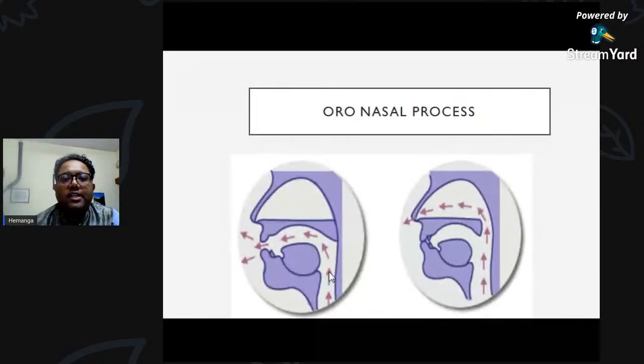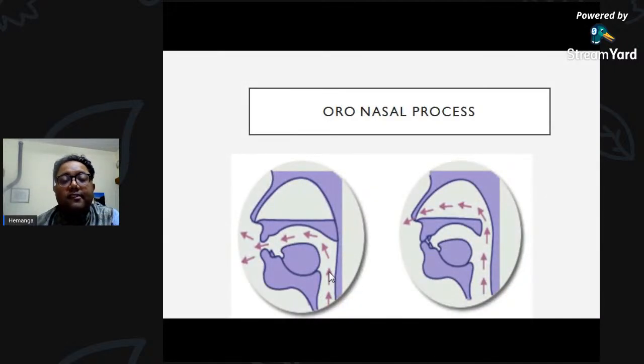Then comes the oronasal process. In the first picture, you can see the velum is raised, and it blocks the air from traveling through the nostrils. So the air travels only through the oral cavity, and oral sounds are produced. In the second example, the soft palate is lowered. What happens? The air can travel through the nostrils, so it creates the nasal sounds.